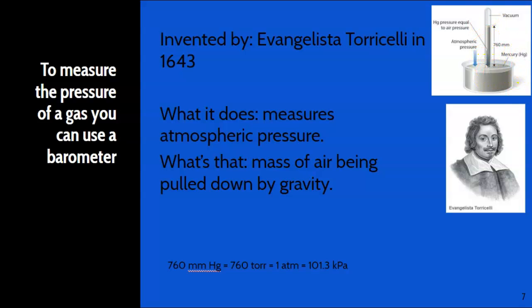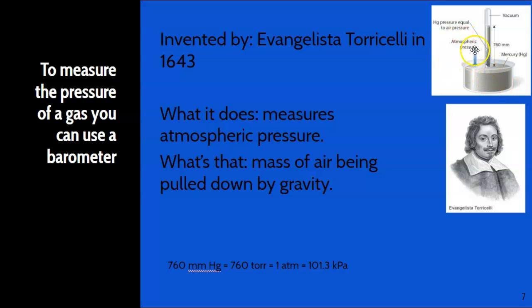Mercury's chemical symbol is Hg. And there was a dish with mercury. And he took the tube and he turned it upside down and plopped it in the dish. And what happened is, boop, some of the mercury came out into the dish, but not all of it. It stopped. Why did it stop?